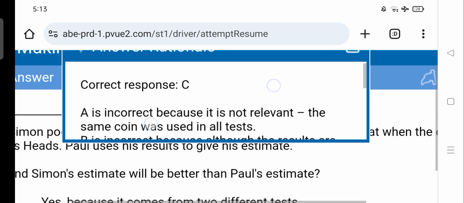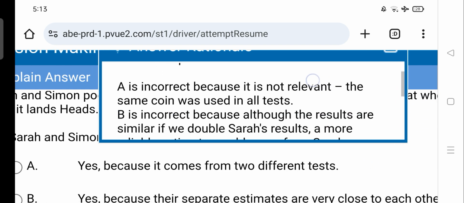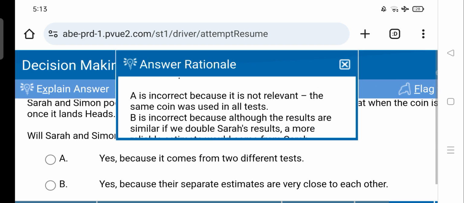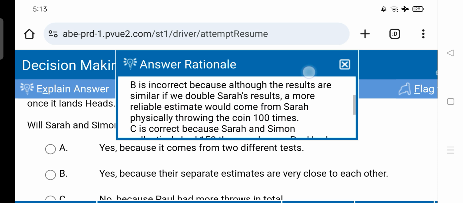A is incorrect because it is not relevant. The same coin was used in all tests. B is incorrect because although the results are similar, if we doubled Sarah's results, a more reliable estimate would come from Sarah physically throwing the coin 100 times.